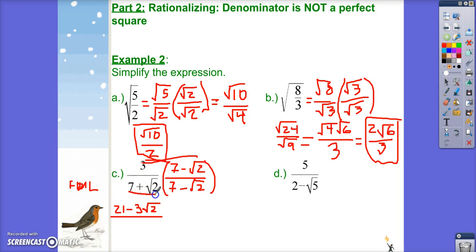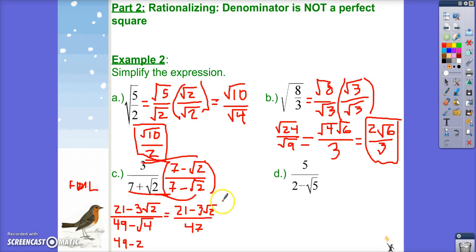So watch. First is 49. Minus. Last is negative square root of 4, which will simplify here, right? What is it? 49 minus 2. So you get 21 minus 3 root 2 over 47. That's my final answer.